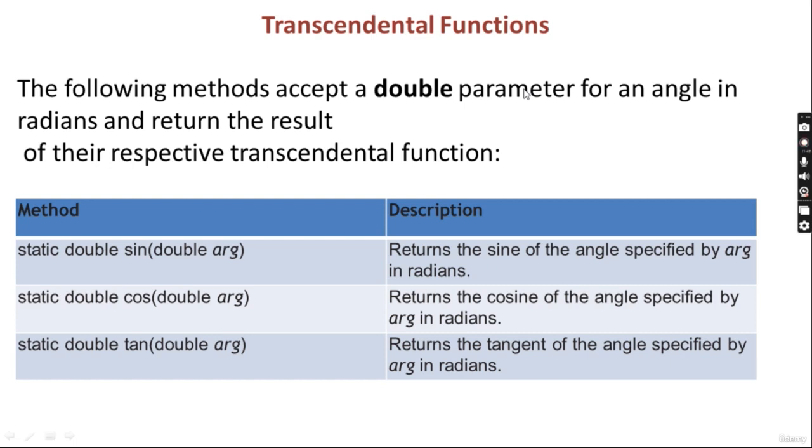Static double sin(double arg) returns the sine of the angle specified by arg in radians. Static double cos(double arg) returns the cosine of the angle specified by arg in radians.